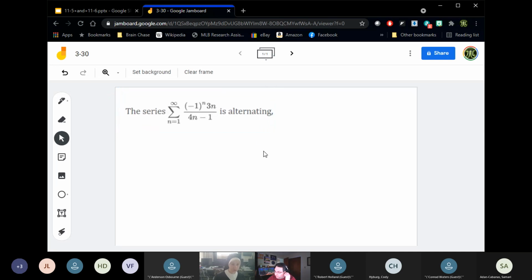All right, so here's my first problem. We've got the series sum of -1 to the n times 3n over 4n minus 1, which is alternating. So now we have to figure out, does it fit the two criteria? The first criteria is that the series is decreasing. So if I look at this series quickly, can we tell if this one's decreasing really quickly or no?